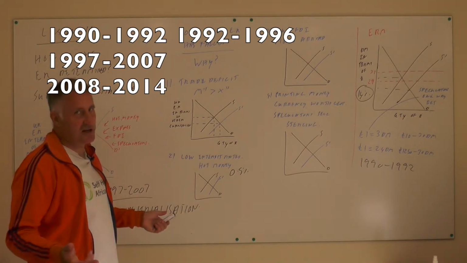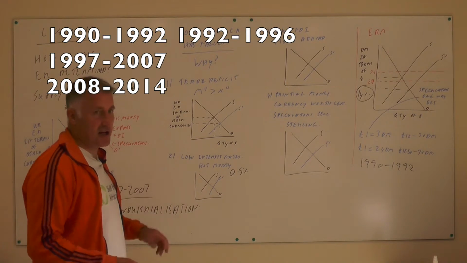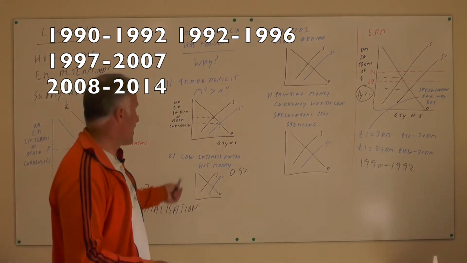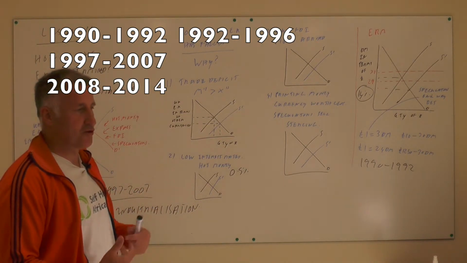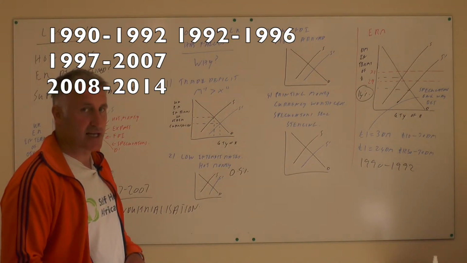Then 1992 to 1996 was a very good period for the UK economy. 1997 to 2007, a nice decade with a very high exchange rate, which led to deindustrialisation. And then 2008, the exchange rate fell by 25%. We thought that that would eventually lead to a trade surplus. It hasn't, because our manufacturing sector is so small.